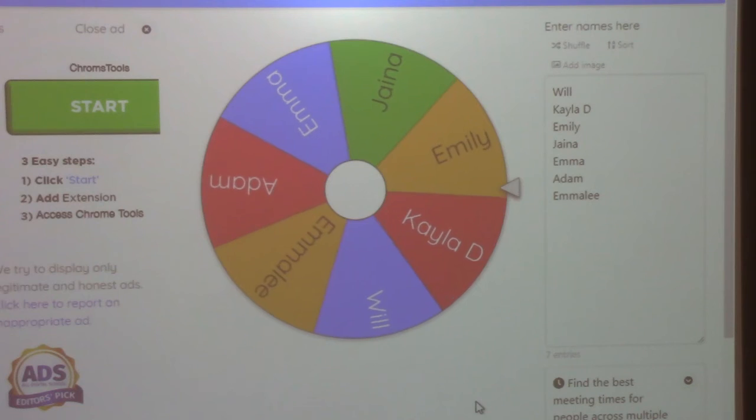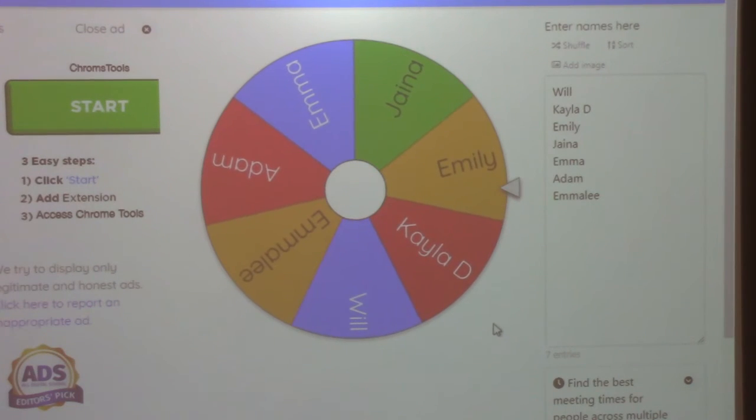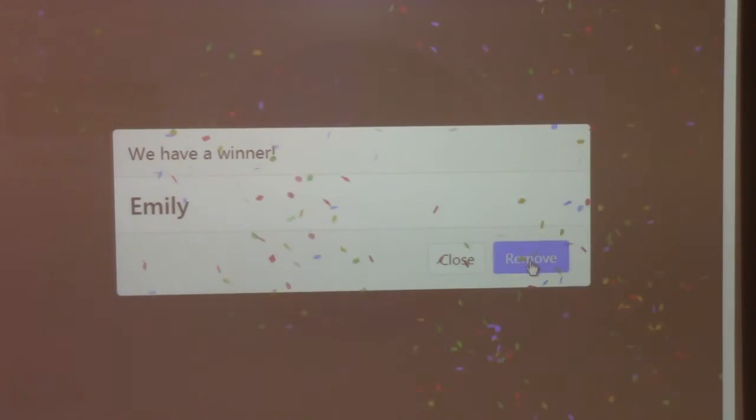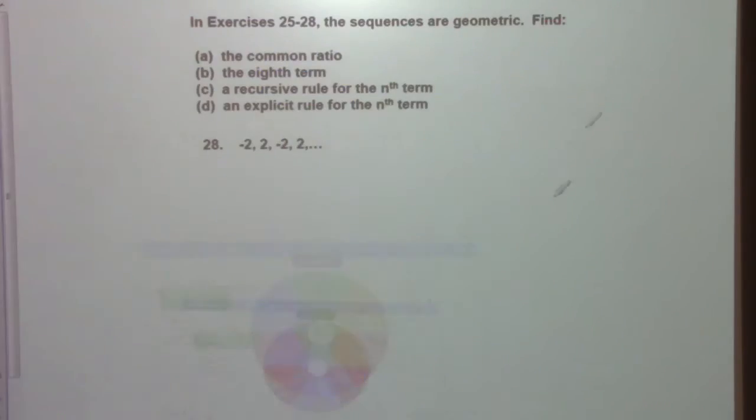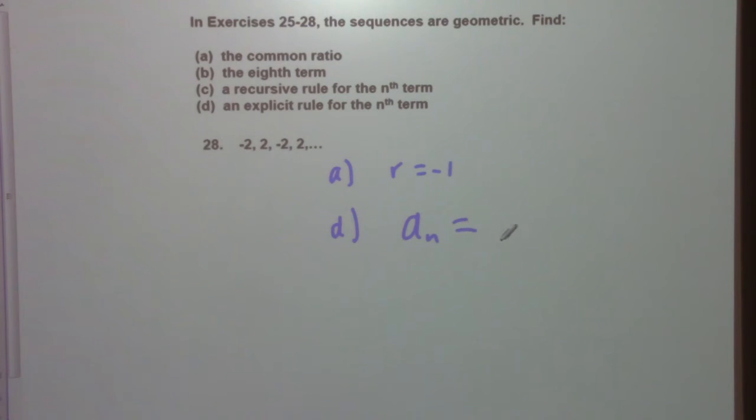Okay, we got Emily. Emily's got 28. All right. Remember, for A, R equals -1. R is equal to -1, okay? For B, a sub n equals -2 times -1 to the n minus 1.